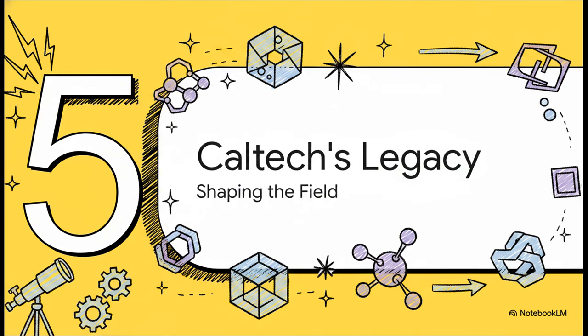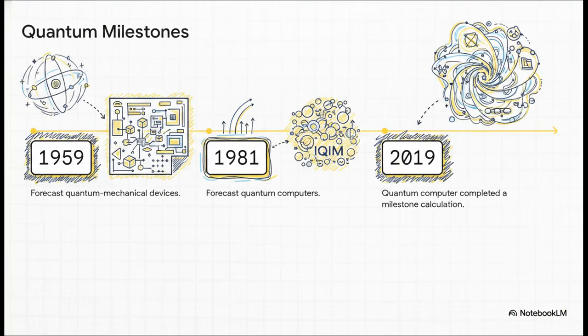Part 5, Caltech's Quantum Legacy. Overcoming these massive hurdles is going to require some truly visionary science. And that brings us to the kind of pioneering research historically driven by institutions like the California Institute of Technology. Caltech researchers and alumni have quite literally been shaping this field from the very beginning. Just look at this timeline. They were forecasting quantum mechanical devices all the way back in 1959. By 1981, they were actively predicting the creation of quantum computers, and their centers heavily contributed to the scientific foundations that made that massive 2019 milestone proof of principle possible.